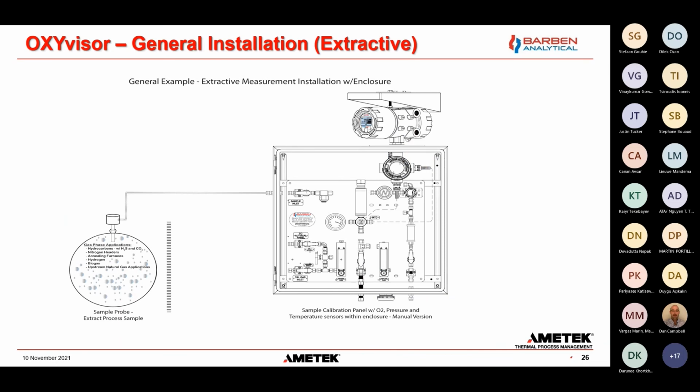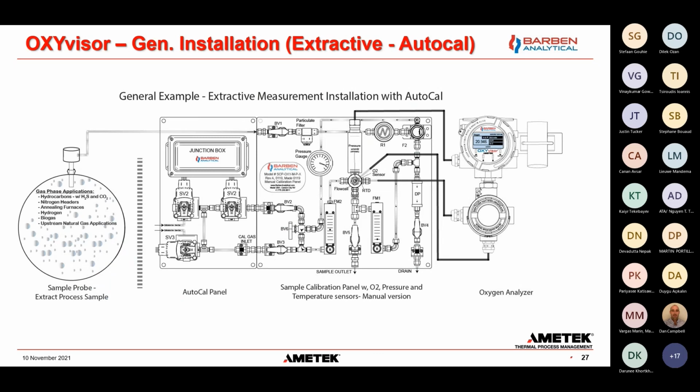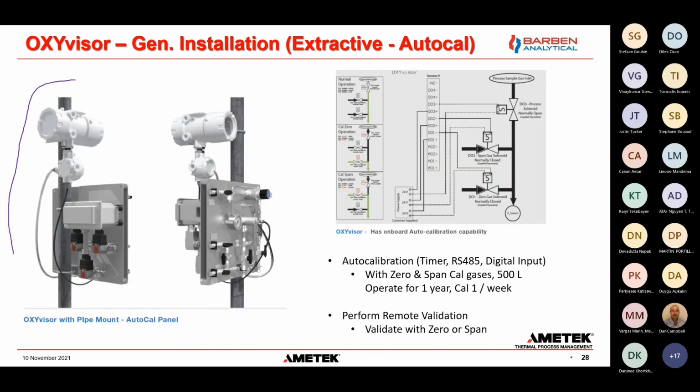The general installation of an extractive unit. This is for a wet gas sampling, has a fast loop, so it has a little bit of extra stuff on here, but that's a general arrangement. This is the same sample panel as before, except now this one has some solenoids to do an auto calibration, so quench luminescence can be supported. This device is supported to do an auto calibration routine and can be set up in the field to do so.